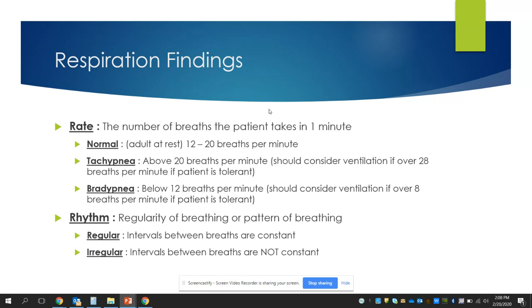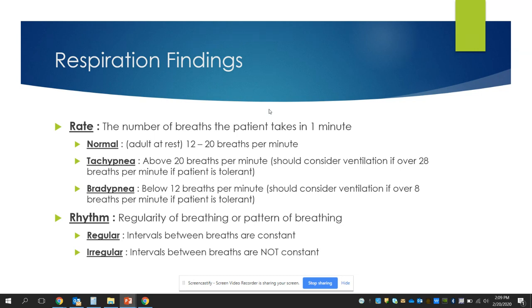So we're looking for rate, rhythm, and quality. Rate, again, being the number of breaths per minute. Rhythm meaning, is it regular or irregular? And then we're also going to talk about quality in just a second.